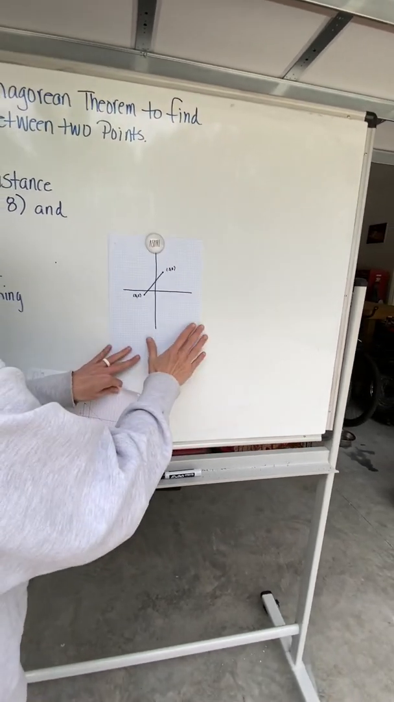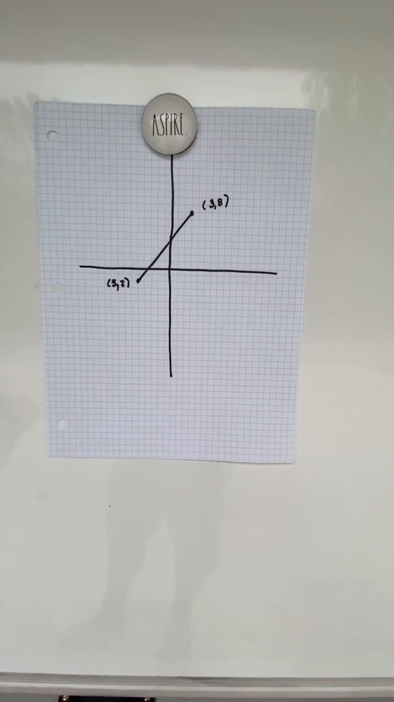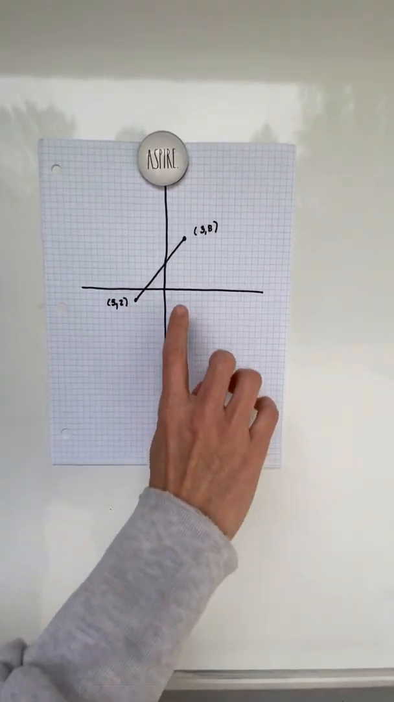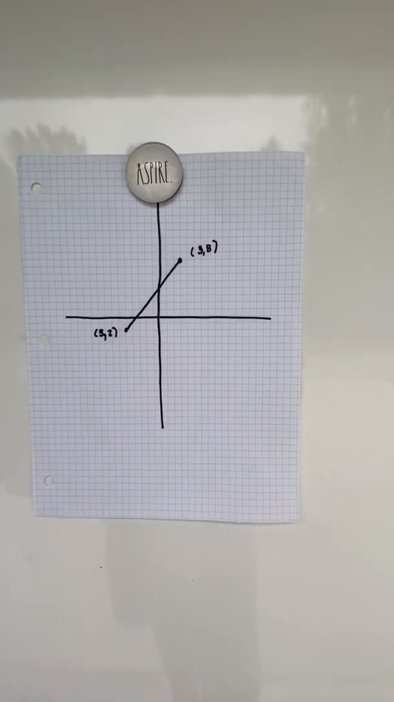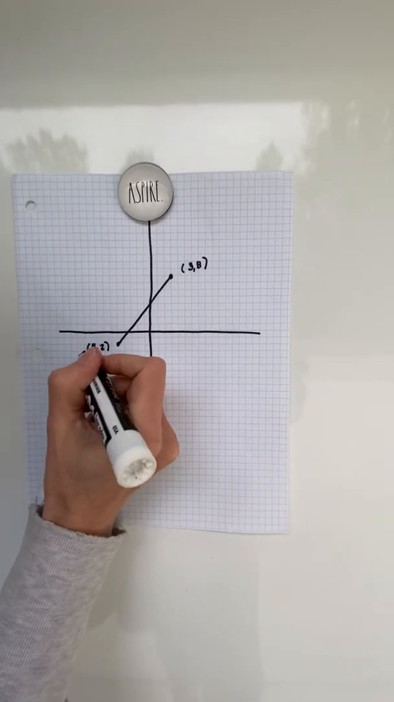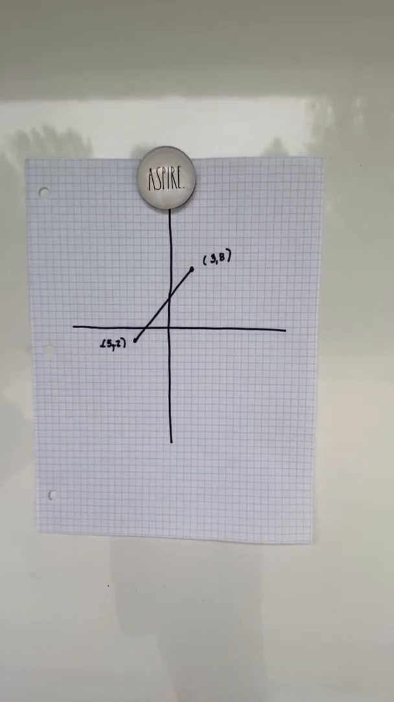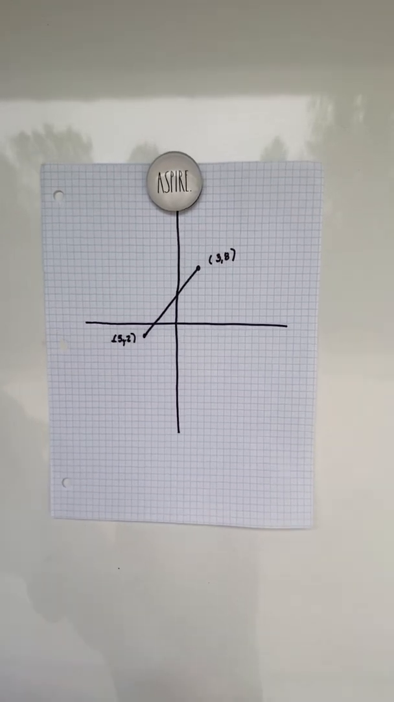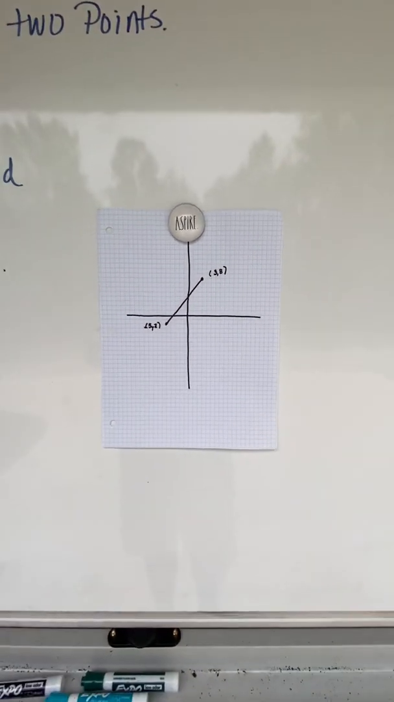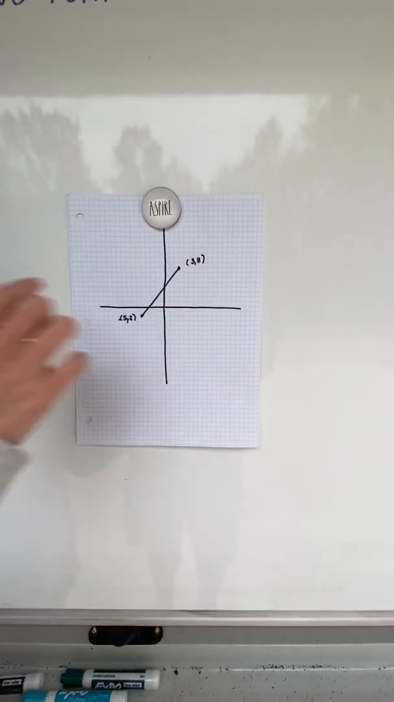So if you see on my graph paper, I've already plotted (3, 8). So I drew my X and Y axis. I plotted (3, 8) and shoot, that should be (-5, -2). I didn't write that correctly. So that should be (-5, -2) right there, okay? So once you have your two points plotted, you're going to connect those with a straight line, which I did. And our goal for this problem is to see how long this line is.